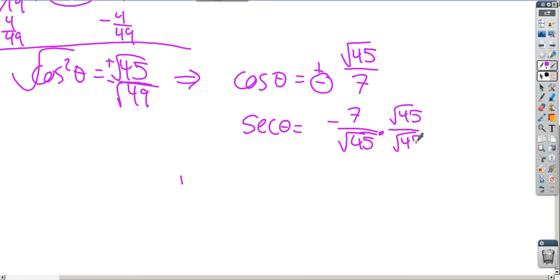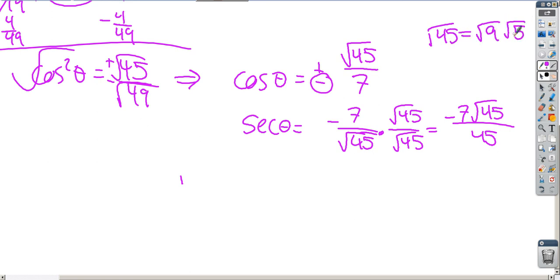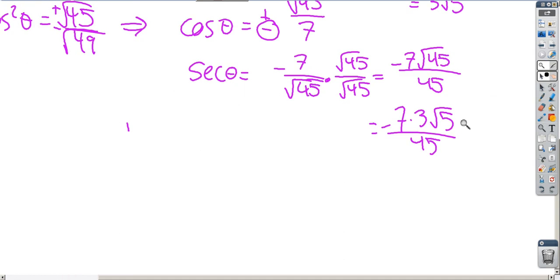There's another way you could have done this too, but we'll keep it like this for now. So we get negative 7 radical 45 over 45. And now radical 45 has a perfect square in it. Radical 45 is 9 times 5. So the square root of 9 is 3, and we still have that radical 5. So this becomes negative 7 times 3 radical 5 over 45. Before we multiply 7 and 3, let's cancel these. 3 goes into itself once, and it goes into 45 fifteen times. That's the same as negative 7 root 5 over 15. That is what secant equals.